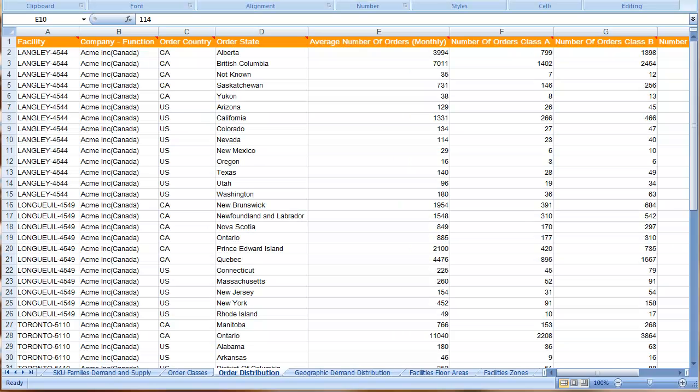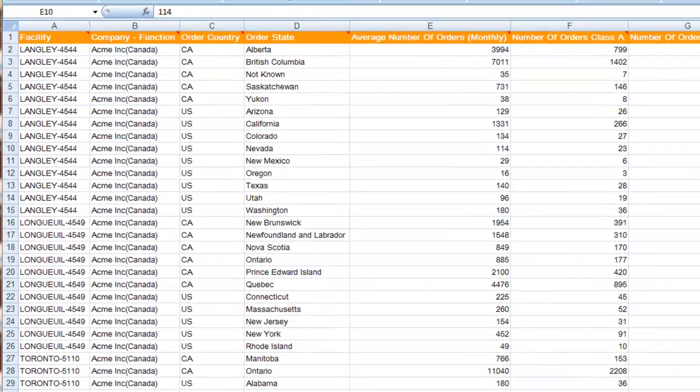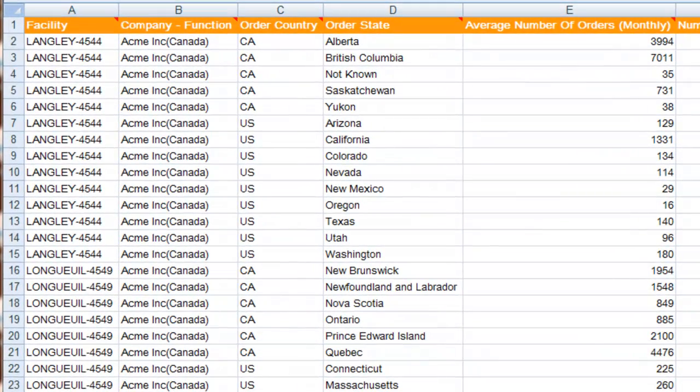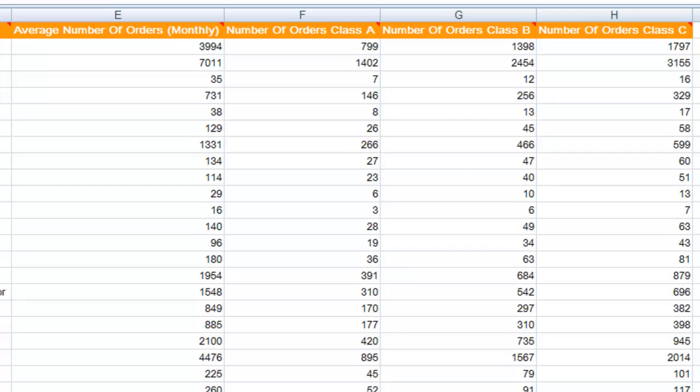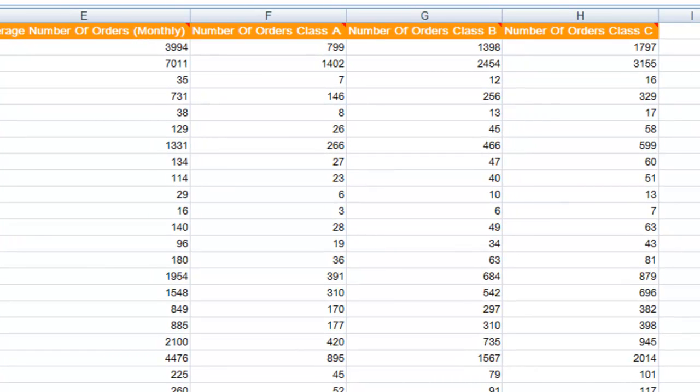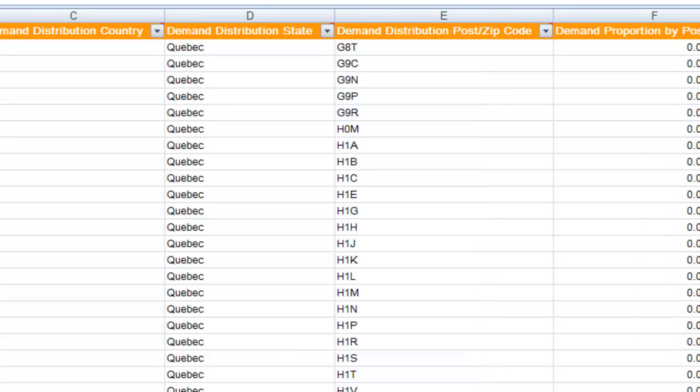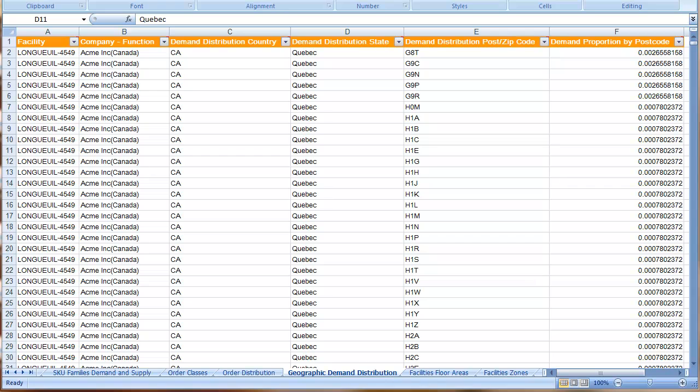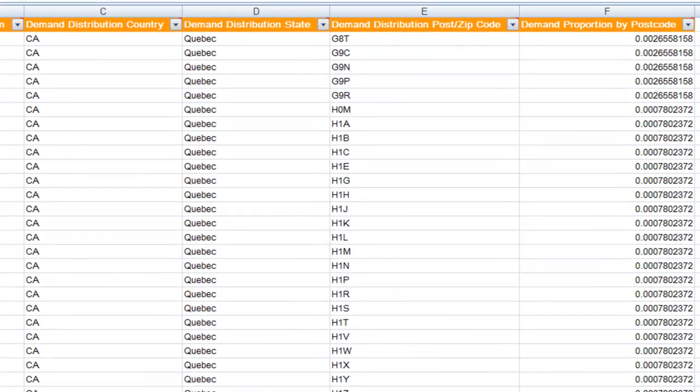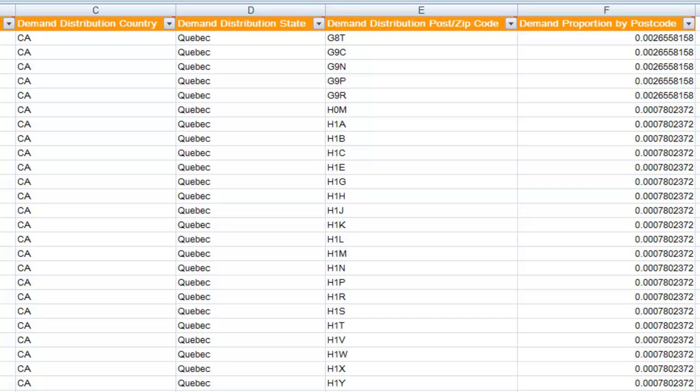Order country, order state, and average number of orders tell OC how, on average, monthly orders associated with a network node are geographically distributed across country and state. Number of orders class A, B, and C tell OC how many of the monthly orders are in order classes A, B, and C. Demand distribution country, state, postcode, and demand proportion by postcode tell OC how the total demand in the network node is spread across country, state, and postal code.